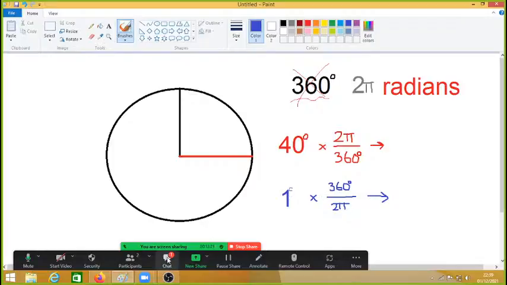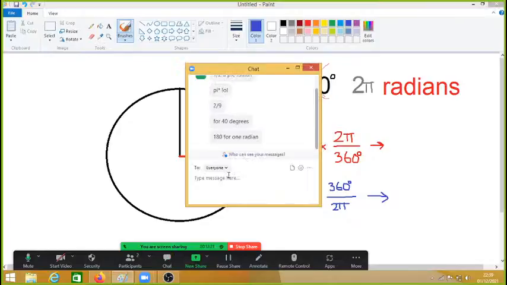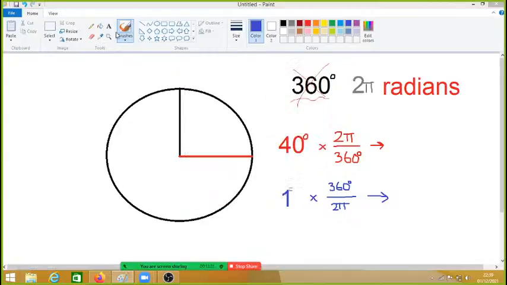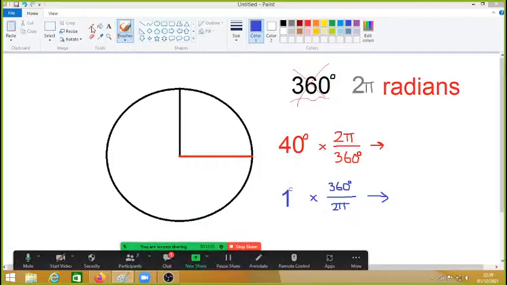Let's take a look at the answer for the 40 degrees. No, it's not 180 for 1 radian. One pi would be 180 degrees. 2 pi is 360 degrees. So let me just show you what 1 radian looks like.